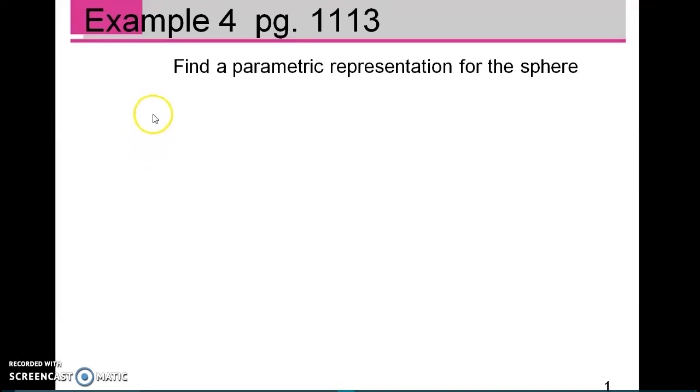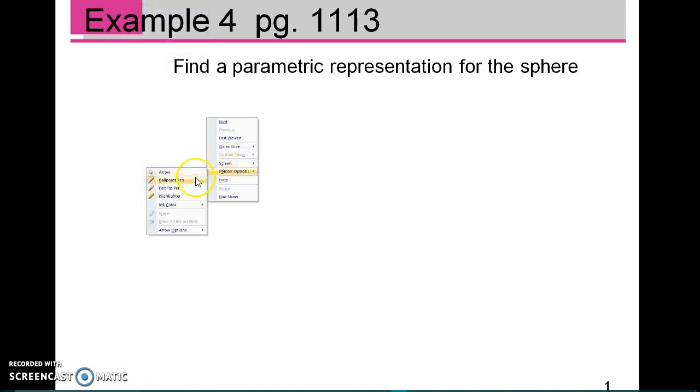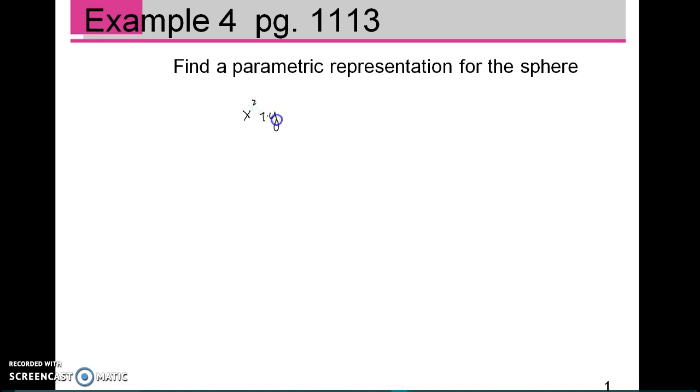In this video, I'm going to go over example 4 on page 1113. Find the parametric representation for the sphere x squared plus y squared plus z squared equals a squared.